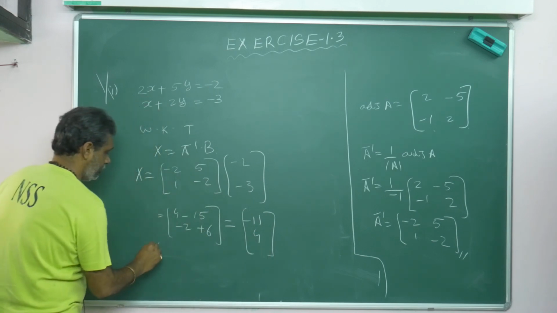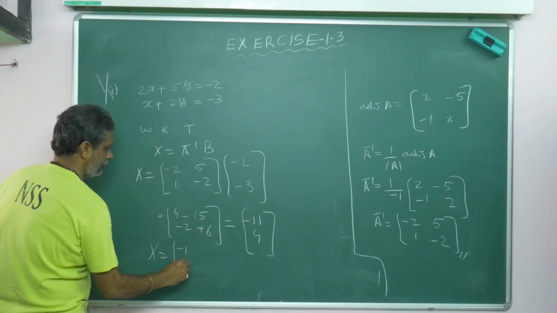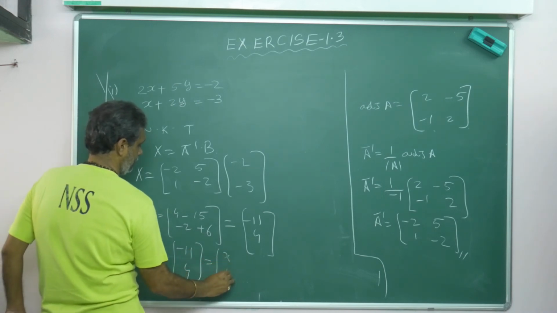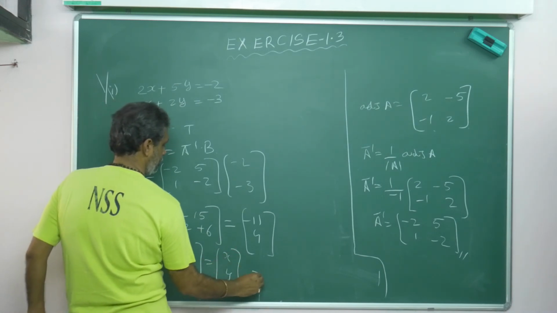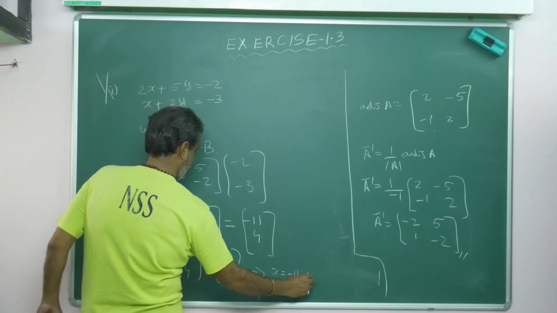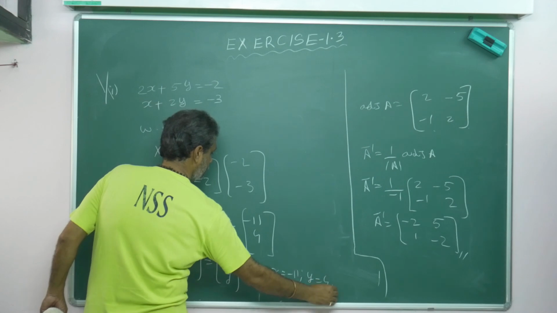This is equal to what? x is equal to minus 11, 4. But this fellow is equal to xy. So from this what you will get? x is equal to minus 11, y is equal to 4.